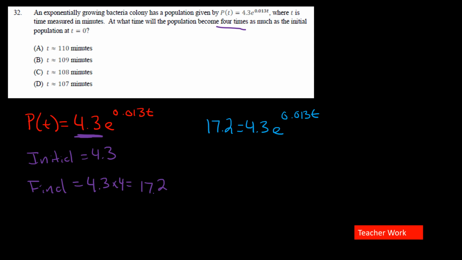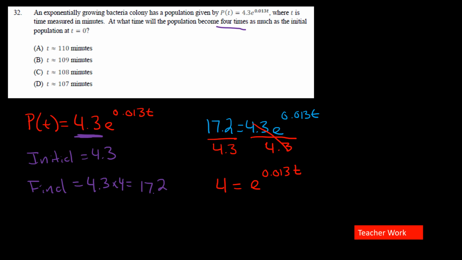To solve for t, we're going to use all the same rules that we did earlier as far as e's and ln's. But first we want to isolate our e. So to do that, I'm going to divide both sides by 4.3. These simplify out. 17.2 divided by 4.3, well, we kind of already did that math. We know that's going to equal 4. Equals e to the 0.013 t.